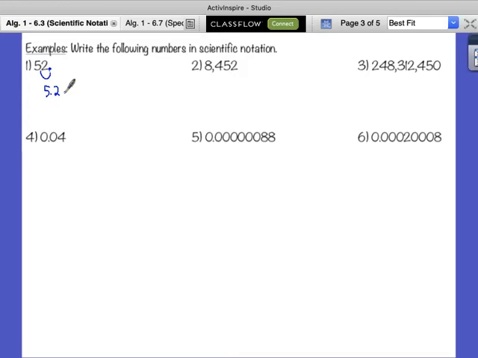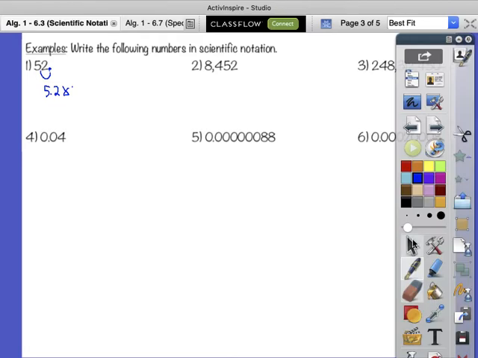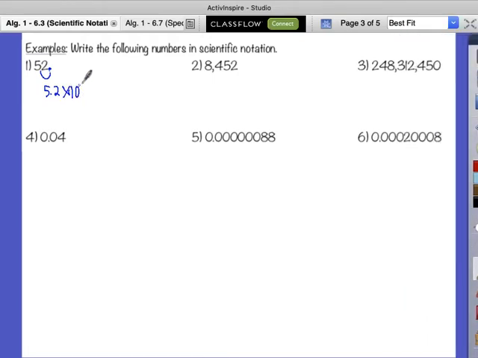Is 5.2 the same as 52? No. So what we have to do is, did we make this number bigger or smaller? Smaller. So we have to make it times 10 to the positive first. We have to make the exponent bigger. We have to make it times 10 to the first, because how many spots did we move the decimal? One.